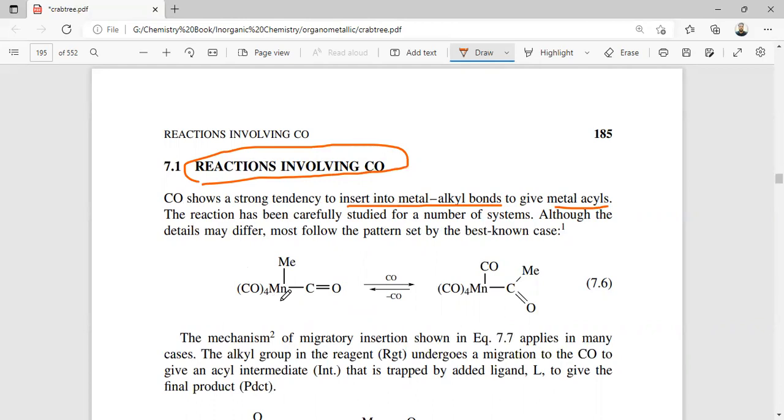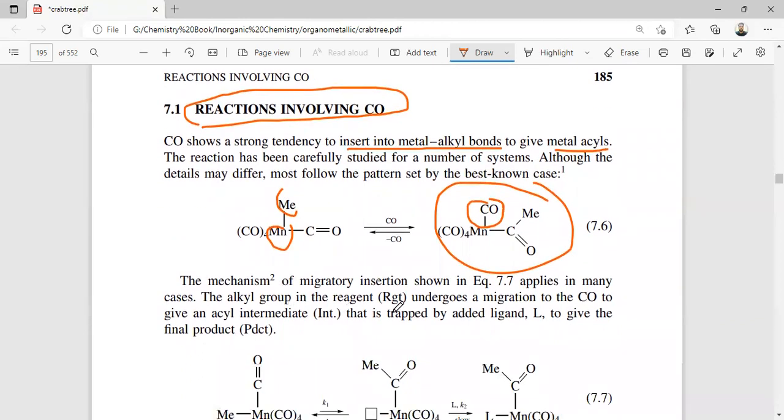Here in Mn(CO)5Me, the CO is inserted between this Mn-Me bond to form this metal acyl, and another molecule of CO attacks to form this Mn(CO)5 acyl intermediate.